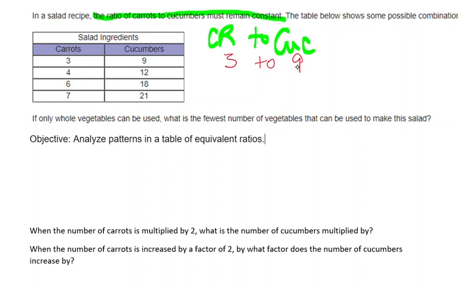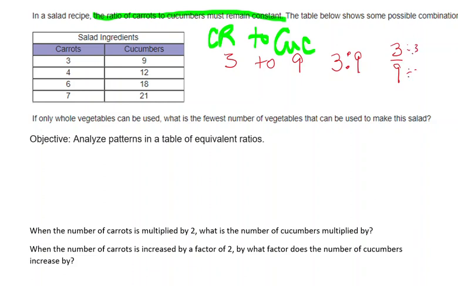So 3 to 9, remember a ratio can be written multiple different ways. It can be written 3 to 9, or it can be written with a colon, 3:9, or it can be written as a fraction, 3 over 9. Again, this is still a part-to-part ratio. 3 over 9 as a fraction, when you think of it that way, could be simplified.